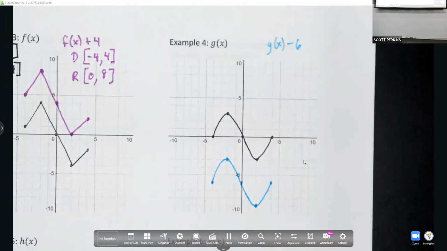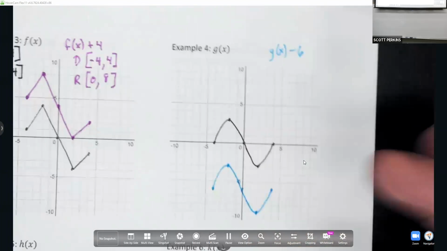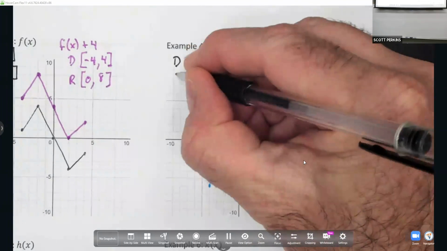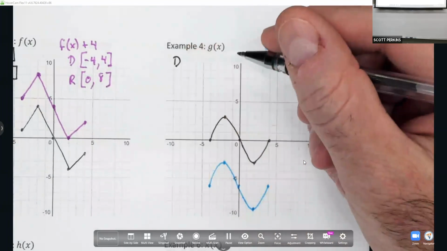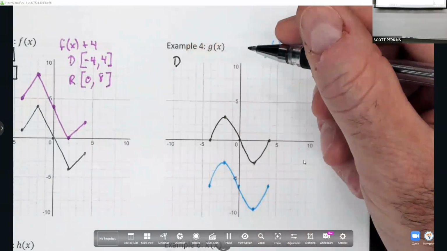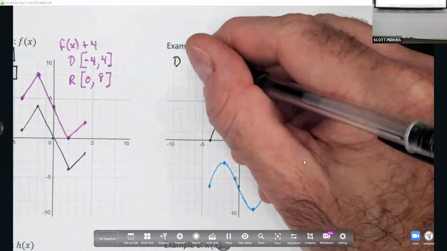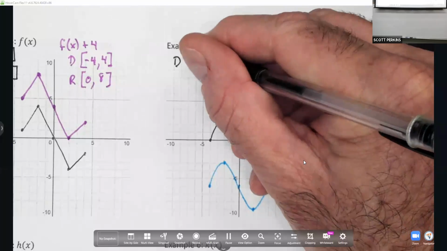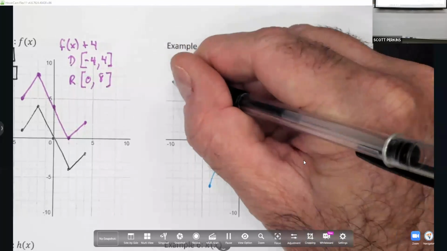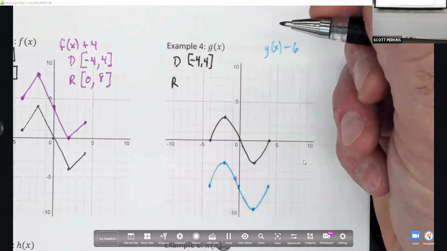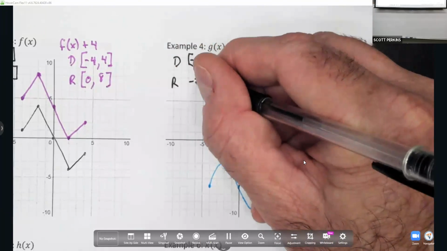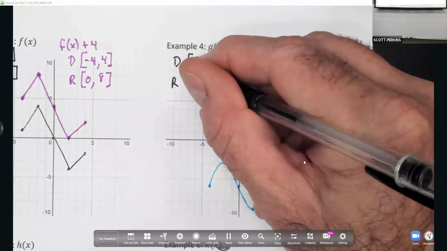Okay, so now domain and range. The domain of my original function: what's the interval of the x values for the original function? Yeah, I seem to be in a rut here, -4 to 4. And then the range: what's the range of the original function? -3 to 3. Good. It's not -4 to 4 again.